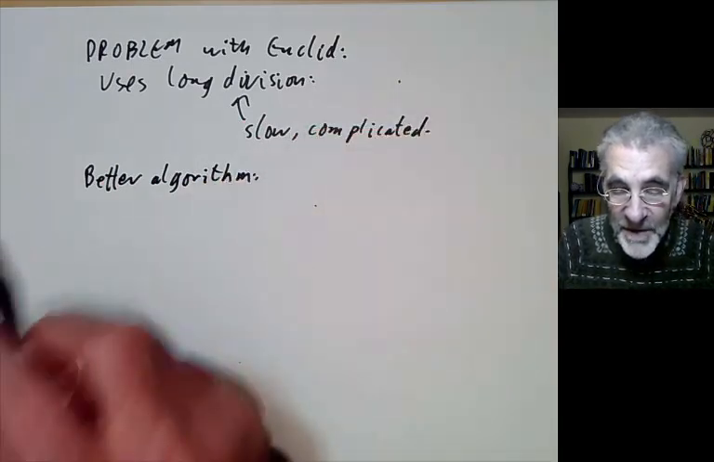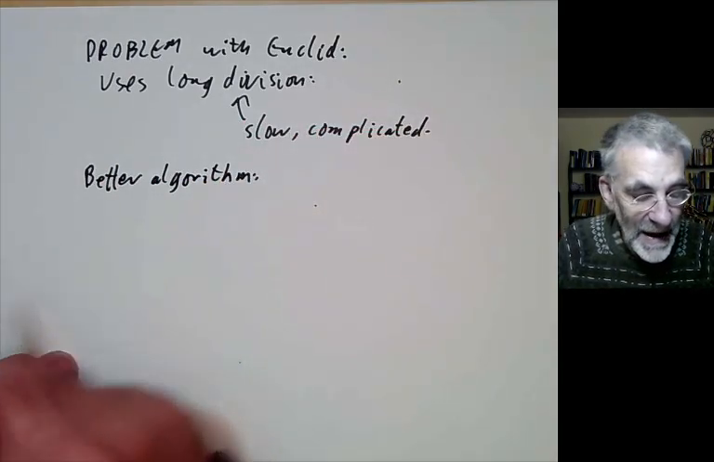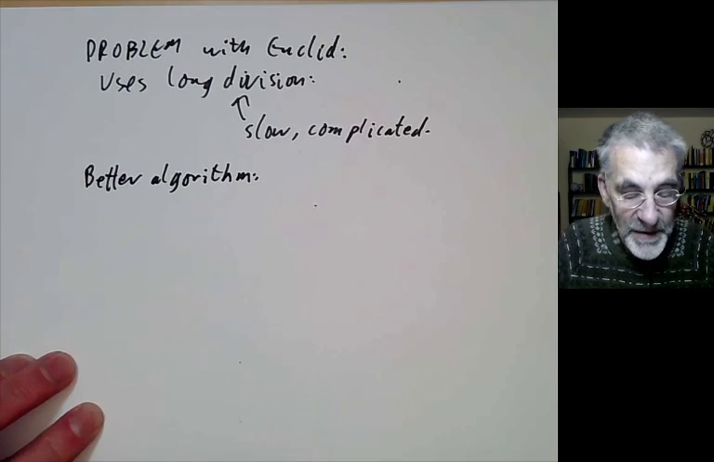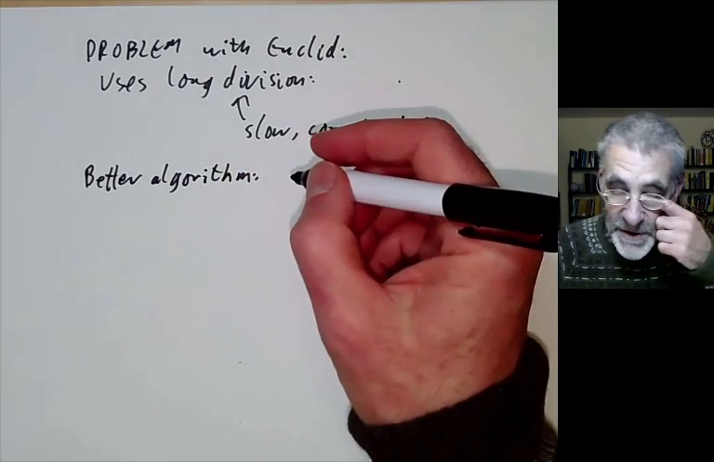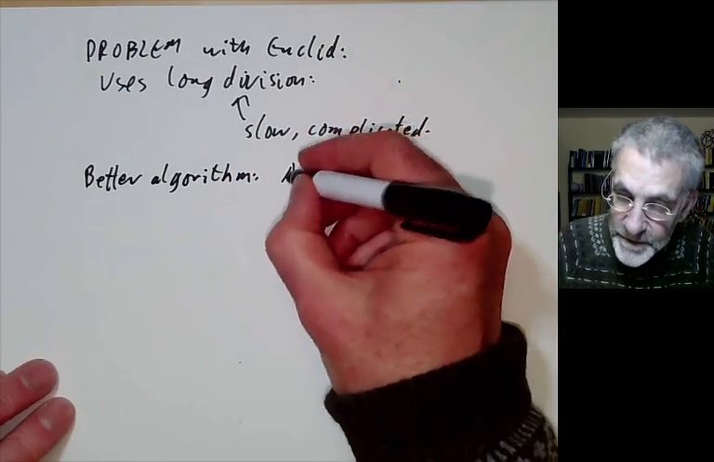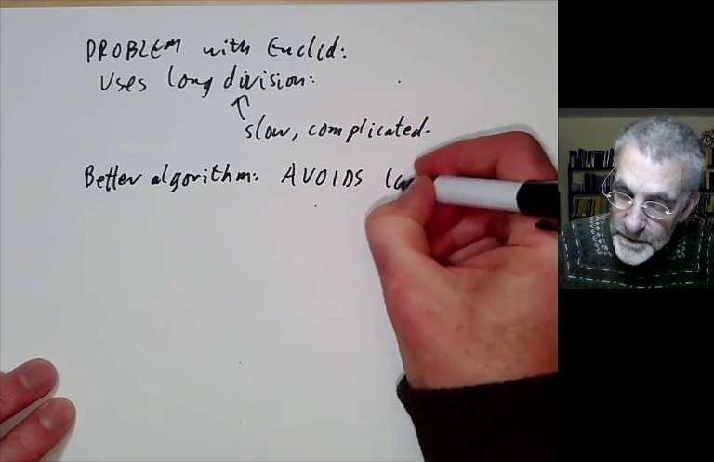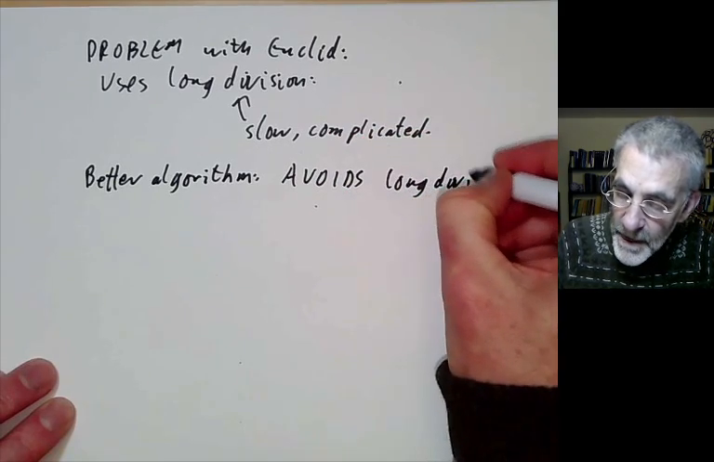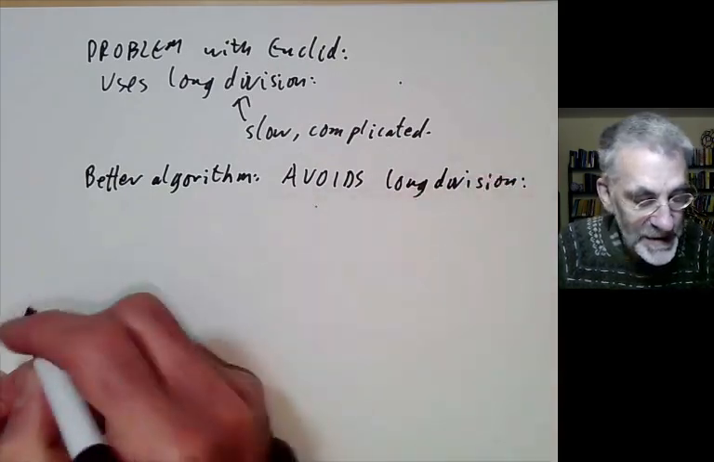This is an algorithm for finding the greatest common divisor and, for that matter, for solving linear equations, which avoids use of long division. And it works as follows.